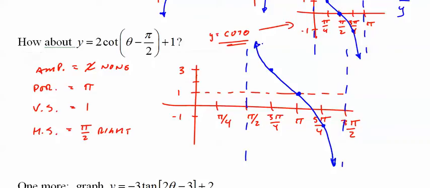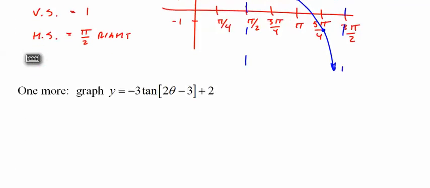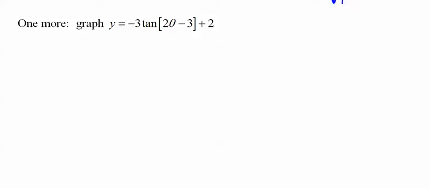Done. You can graph this. It's very, very tricky. I don't recommend it. I think it's 2 over tangent of that nonsense, and then quantity done plus 1. Very tricky. So here's your last one. Pause and go for it.